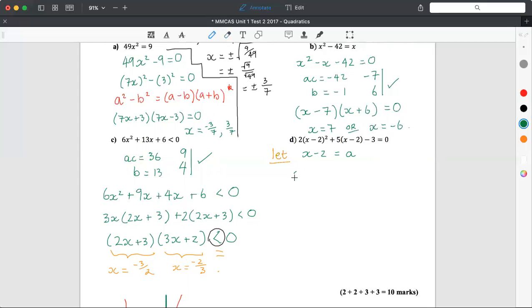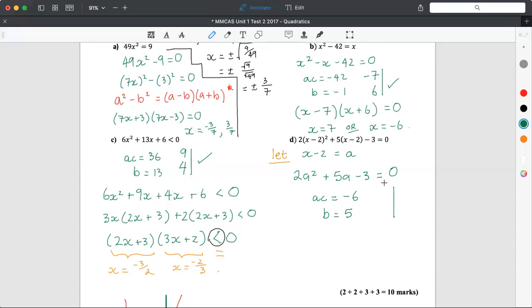And then what you'll get is, wherever you see an x minus 2, substitute an a. So it's going to be 2a squared plus 5a minus 3 equals 0. All right, let's keep going. Now what we can do is factorize it. What multiplies to give negative 3 times 2, which is negative 6, and adds to give 5? What two numbers are looking good?